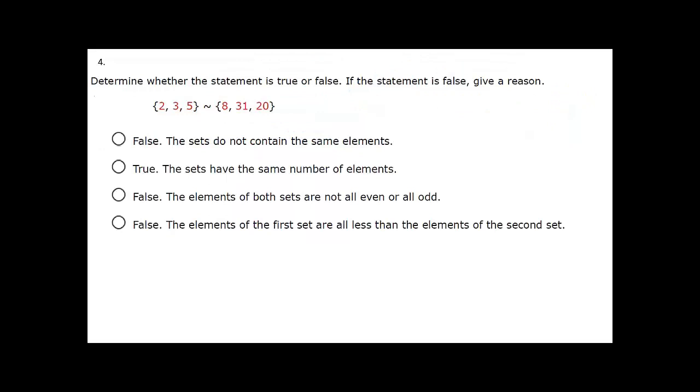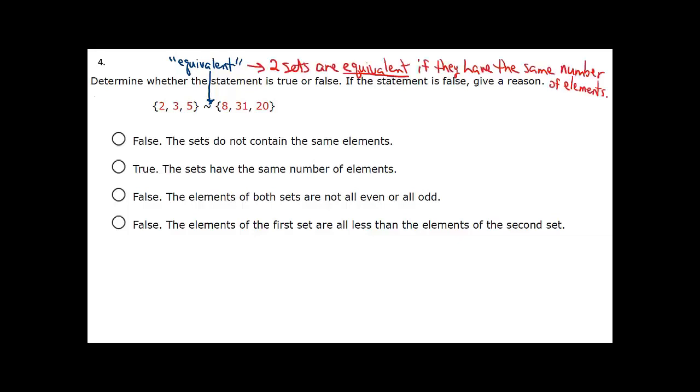Number 4. Determine whether the statement is true or false, and if it's false, give a reason. We've got the set containing 2, 3, 5, and that tilde, that squiggle, is equivalent. So the set containing 2, 3, and 5 is equivalent to the set containing 8, 31, and 20. The key to this problem is realizing that the definition of equivalent says that two sets are equivalent if they have the same number of elements. So all we need to do is count.